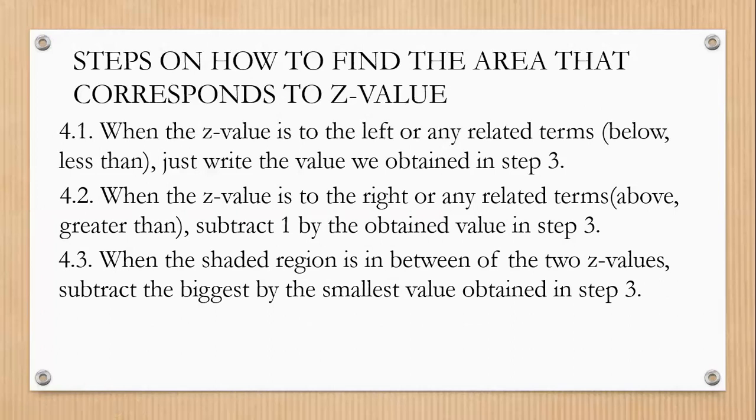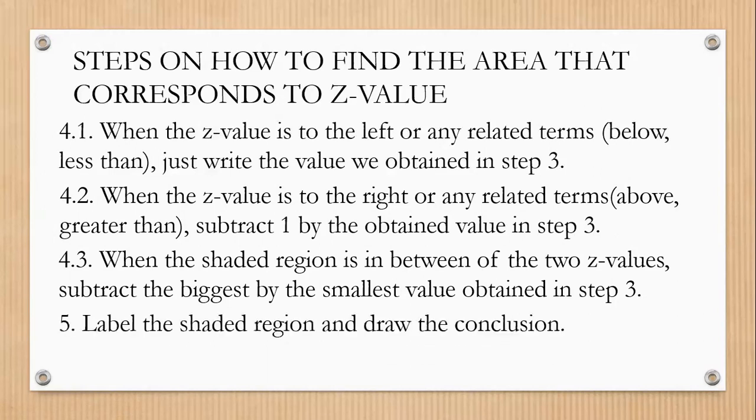Next, when the shaded region is in between two z values, subtract the bigger value by the smaller value obtained in step 3. So if there are two z values given, you need to look for their areas in the z table, and whichever is the smaller, you subtract that from the bigger. Meaning in between two z values, there will never be a negative value or negative area. And then the fifth step is you need to label the shaded region and draw the conclusion.